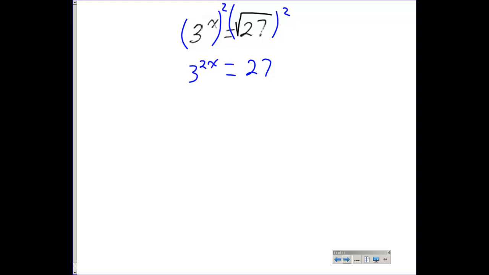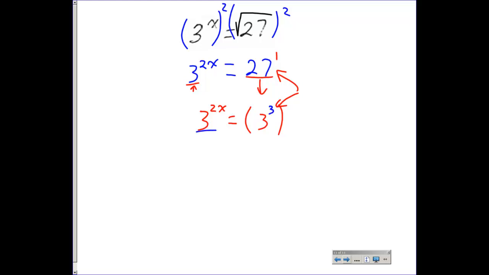Now we can't solve this yet because we have a base of 3 on this side, and over here we have a base of 27 to the first. So what we need to do is take this 27 and rewrite it with a base of 3, just like this one over here. So bring that one down, 3 to the 2x, that's going to equal. So what do we have to raise this 3 to get 27? So 3 to what power equals 27? And as it turns out, it's 3 to the 3rd power.